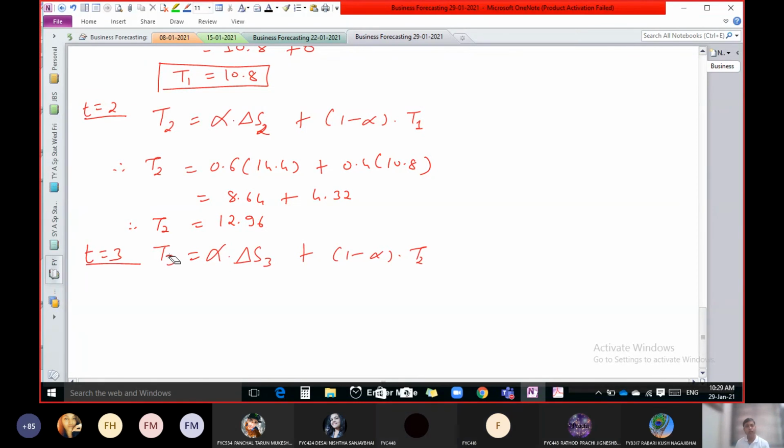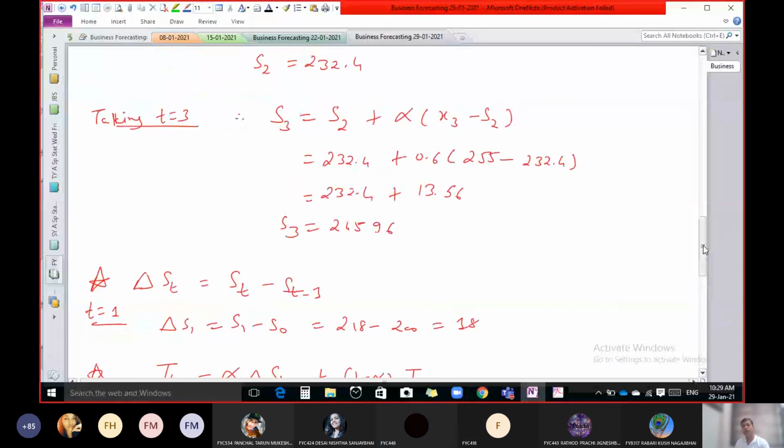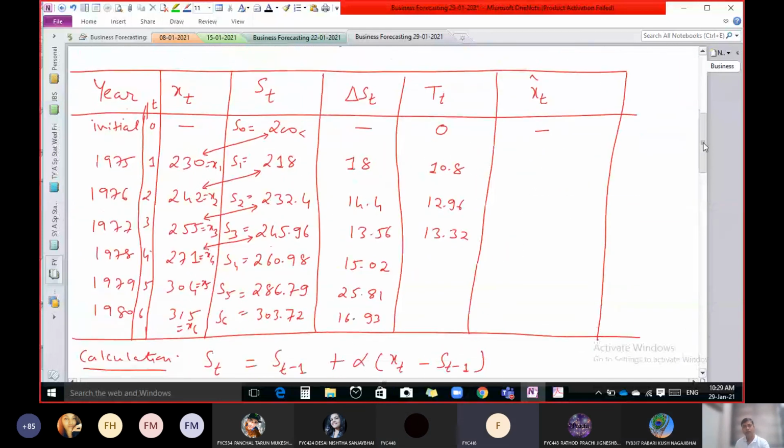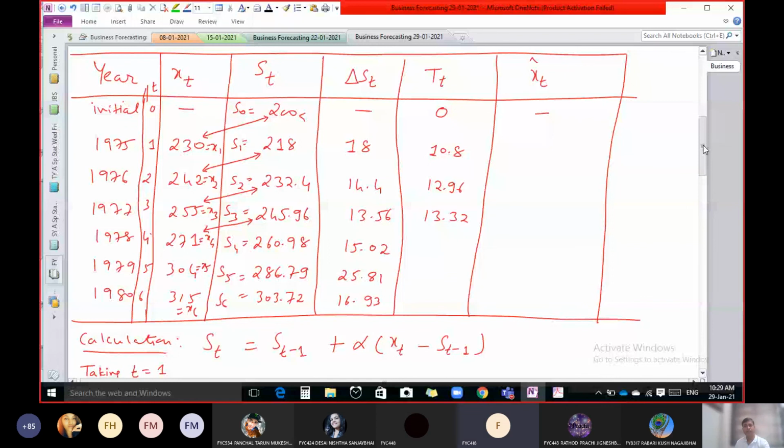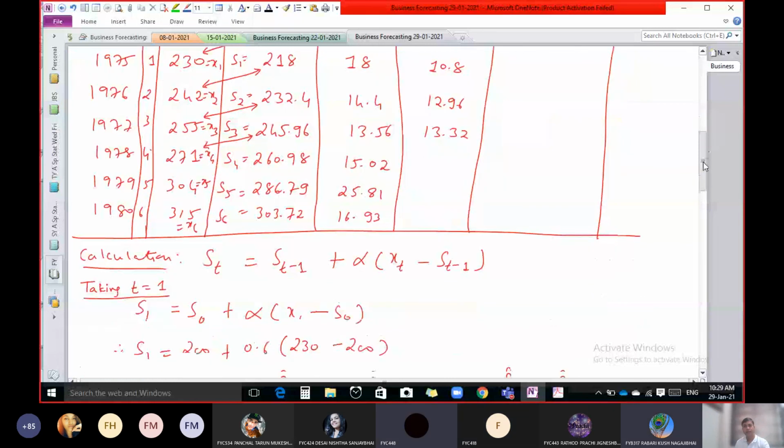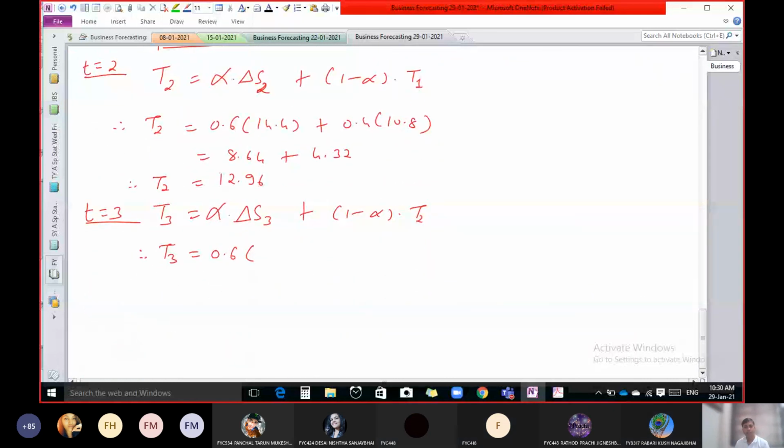So this is the formula for T3. Alpha is 0.6, delta S3. Use the table. What is delta S3? Tell me. 13.56. 13.56 plus 0.4 into 12.96. Correct. Do the calculation.